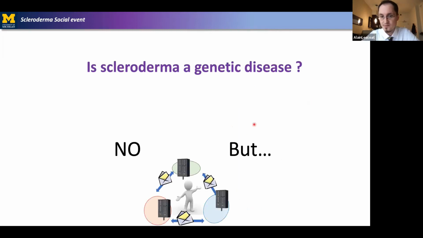But, and there is a but, we know that there is a higher risk for family members of someone who has scleroderma to have not scleroderma, but an autoimmune disease. This is definitely not systematic, and this is extremely rare, but we know that there is a little higher risk of having an autoimmune disease when someone has an autoimmune disease in the family.